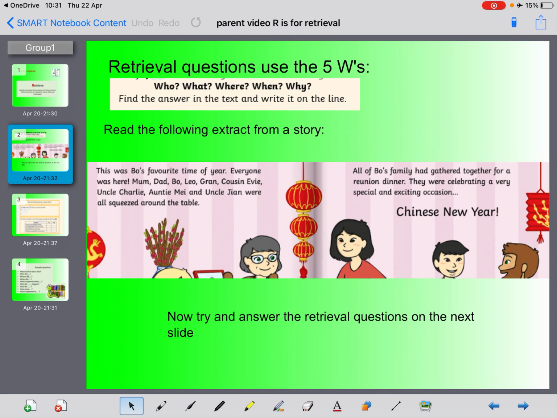Retrieval questions use the 5 W's: who, what, where, when, and why. For example, find the answer in the text and write it on the line. So they should be looking for all of these key 5W words in the text: where something happened, what happened to that character, who did what, when did that event happen. So it's basic reading and comprehension. They should be able to read the words but understand what happened, who it happened to, where it happened, and so on.